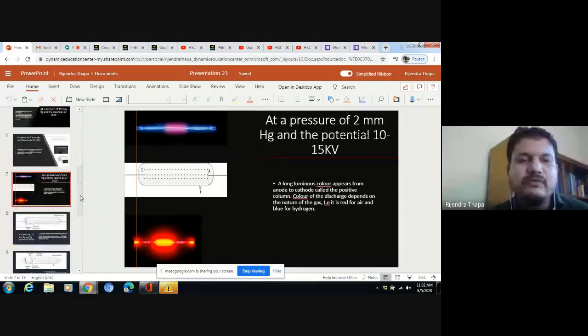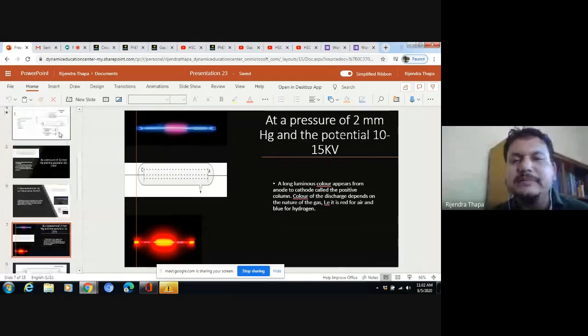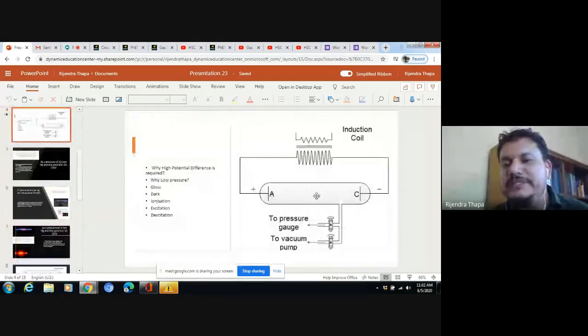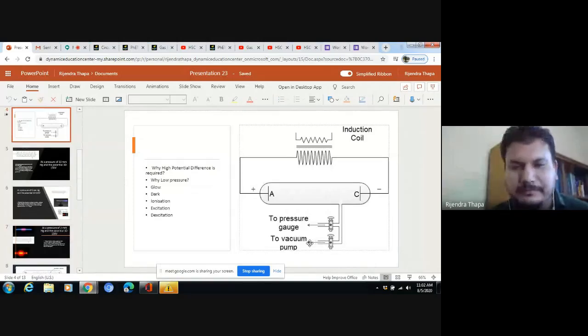Now again, we have further decreased the pressure from 2 mm of Hg to 1 mm of Hg by evacuating the gas molecules through this vacuum pump. By evacuating the gas molecules and making the pressure 1 mm of Hg, as read by this pressure gauge, what sort of discharge phenomenon will be observed in this discharge tube?